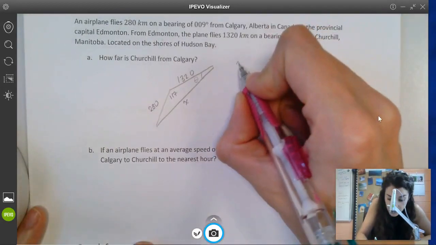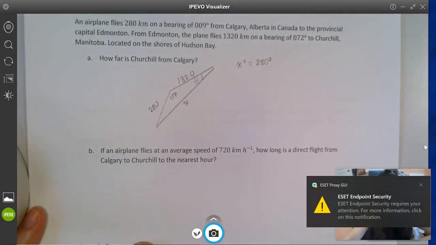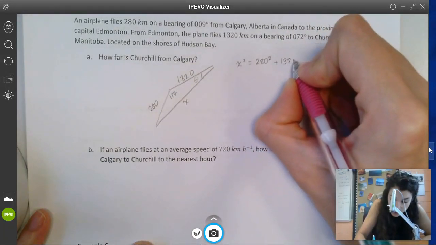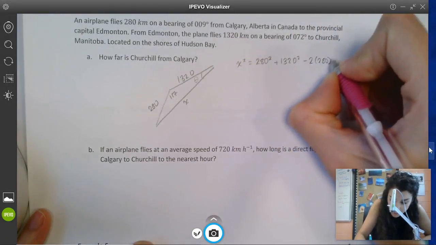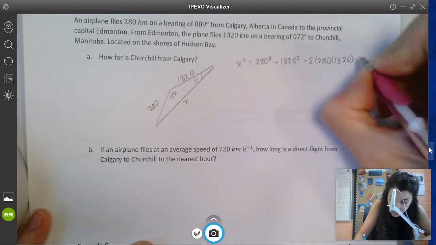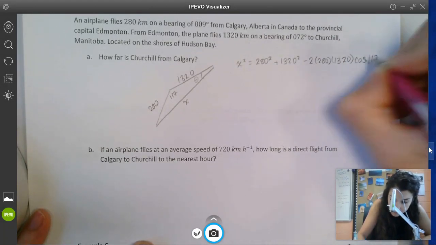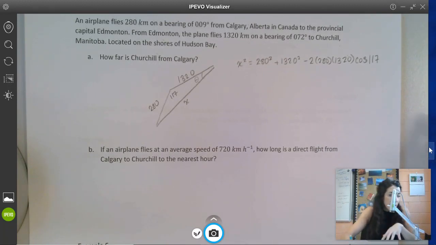Well, that would be x squared equals 280 squared plus 1,320 squared minus 2 times cosine of 117. And now I can see, okay, I only have one input, which is x. I only have one variable. And so now I can solve for x because that's pretty straightforward.